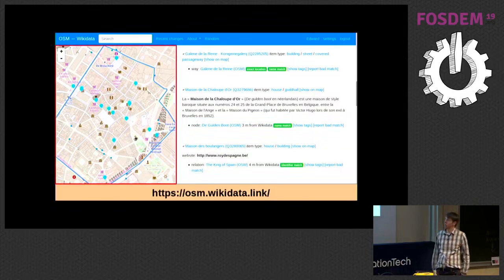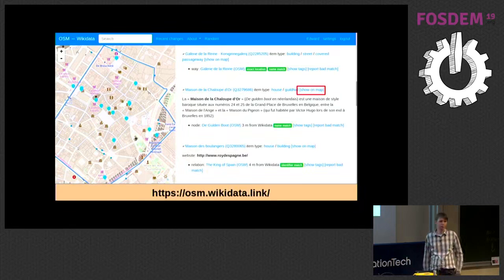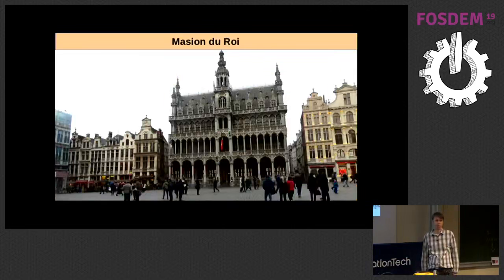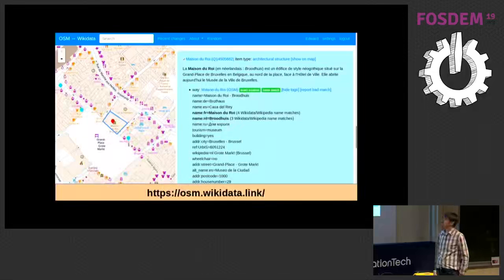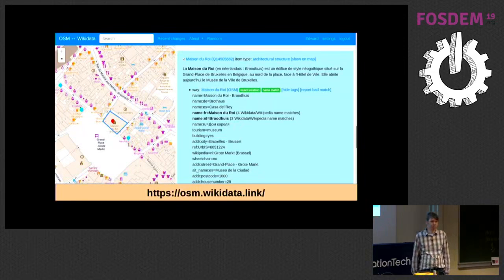Over here, we've got the map. The blue pins are where the Wikidata item coordinates are. We've got this option, show on map, and that will zoom in on one of these matches so you can see it. I'm going to use the Maison de Roy in the Grand Place as my example. So this is zoomed in. You can see on the map the red pin is the selected Wikidata item, and there's a blue border like a polygon around the OpenStreetMap object. And the system is saying this is an exact match.